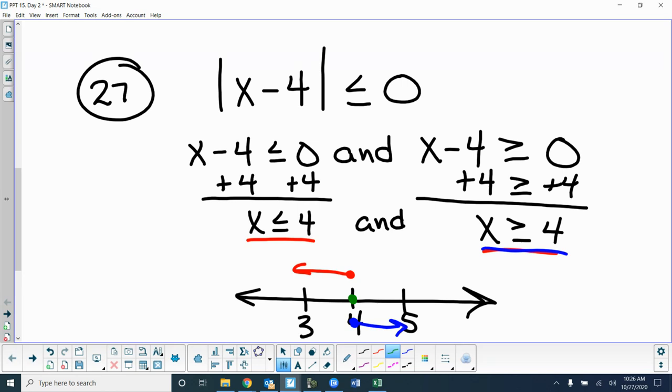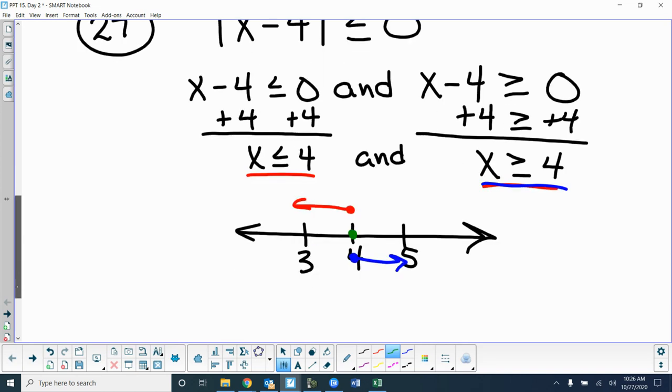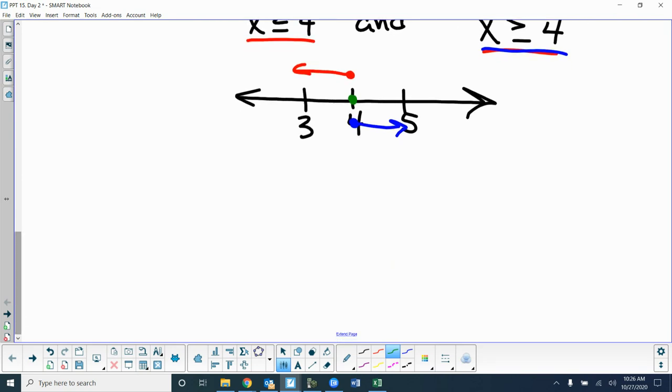I saw some people had a solid dot at 4 and then arrows going both ways. That would be telling me that everything works. The only thing that does work is just the number 4. One other thing I wanted that we didn't really look at, but I just want to ask you guys, what do you think about this problem?